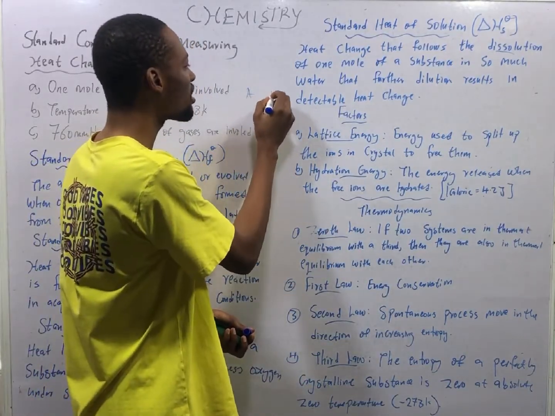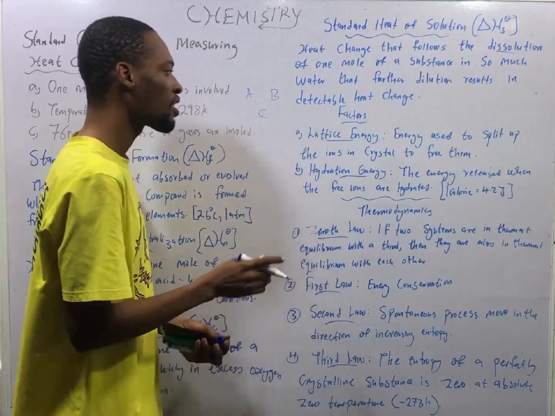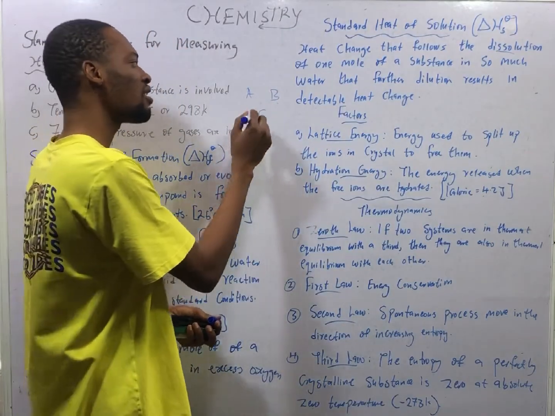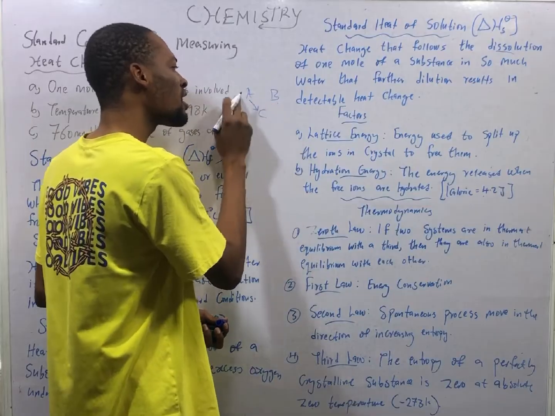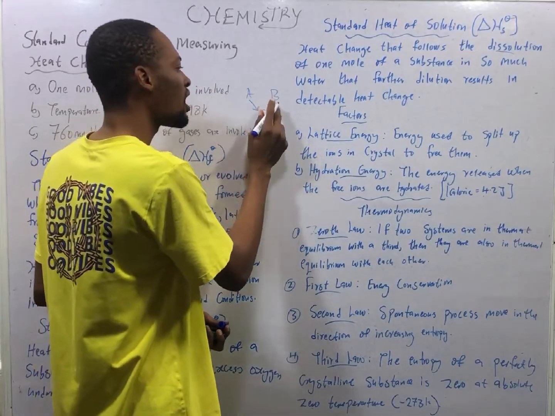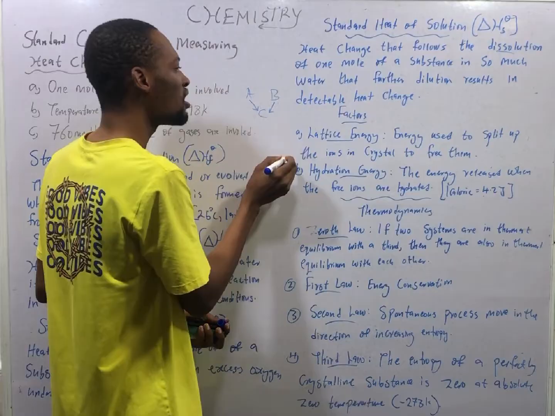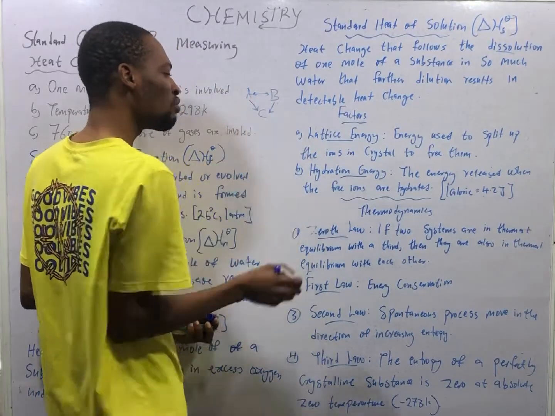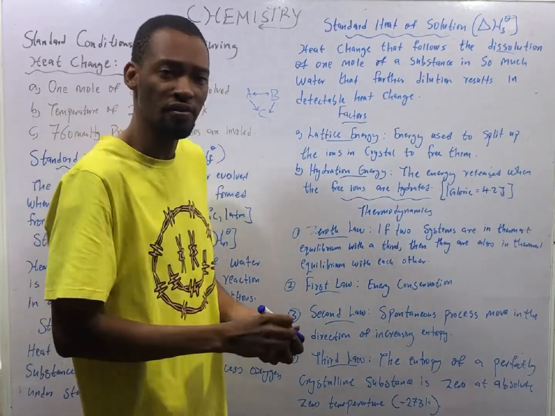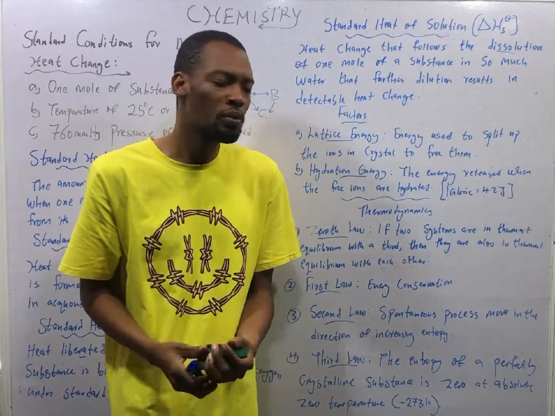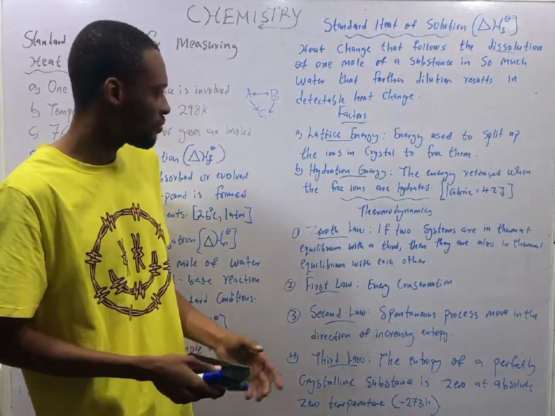If we have system A, system B, and system C, this is the third system. If A is in equilibrium with C, and B is in equilibrium with C, it means that A and B are in equilibrium. You will see equilibrium of reactions very soon, chemical equilibrium. But look at it this way.